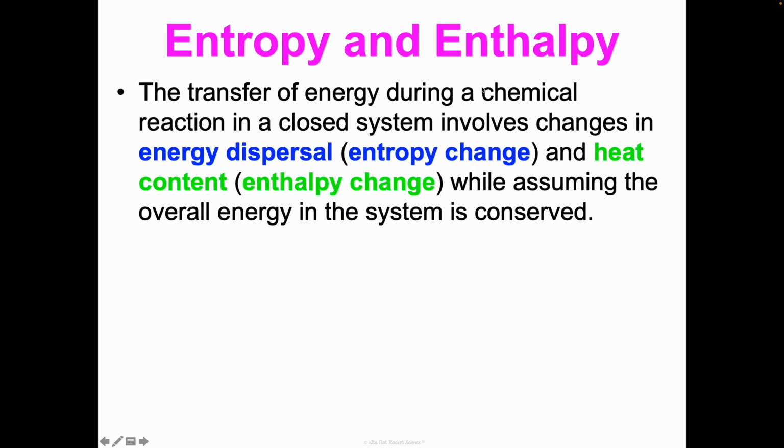Okay, we're going to practice working with these energy diagrams in just a little bit towards the end of these notes, but I want to introduce you to two other terms before we wrap this up: entropy and enthalpy. So the transfer of energy during a chemical reaction in a closed system involves changes in the energy dispersal, which is known as the entropy change, and also the heat content, which is the enthalpy change.